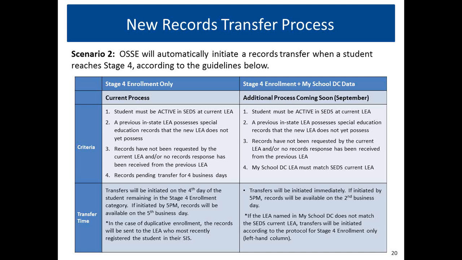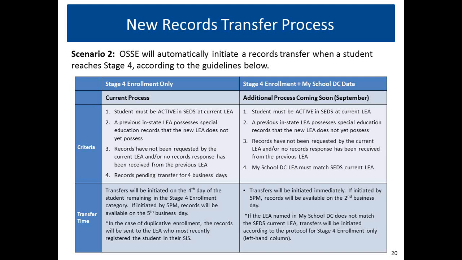So what OSSE does is once the student gets to stage 4, once they're enrolled and everything's correct, OSSE will wait 4 days, and then they will go ahead and initiate the transfer of records without waiting for the LEA to do so or without waiting for the old LEA to approve it. We'll initiate that on the 4th day, which means by the 5th business day, those records should be in SEDS available for you. Now again, this is not an excuse for you to not do your duty to go into the OSSE support tool every day and request those records. This is just a backup method in case the new LEA or previous LEA is not fulfilling their responsibilities.